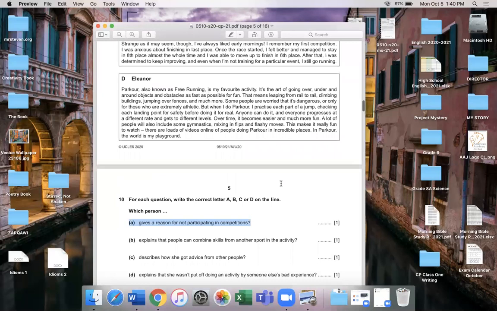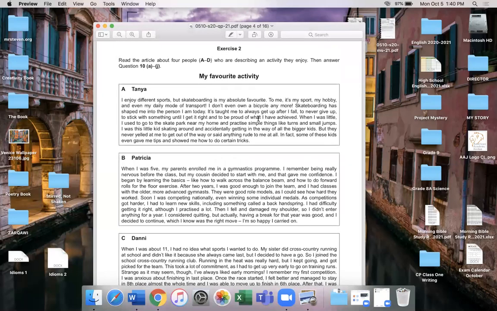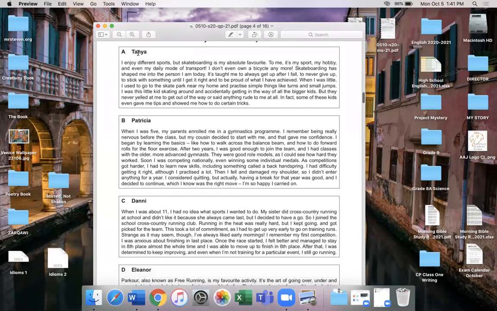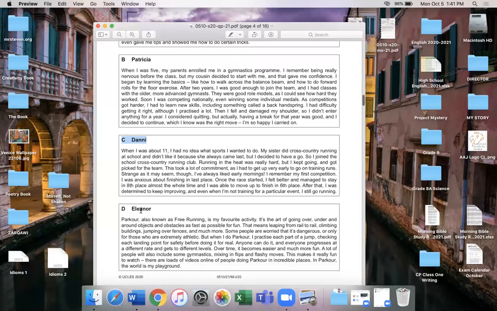Now, the way that I would attack this section, the way that I would prepare, is to, when I get to exercise 2, read through quickly each description. This is my personal take. I would read about Tanya, pause and think of kind of the summary. Who is Tanya? Get a feeling for who she is. Then I would read about Patricia, get a feeling, kind of pause and think in my mind what she likes. Same with Danny, and then same with Eleanor.